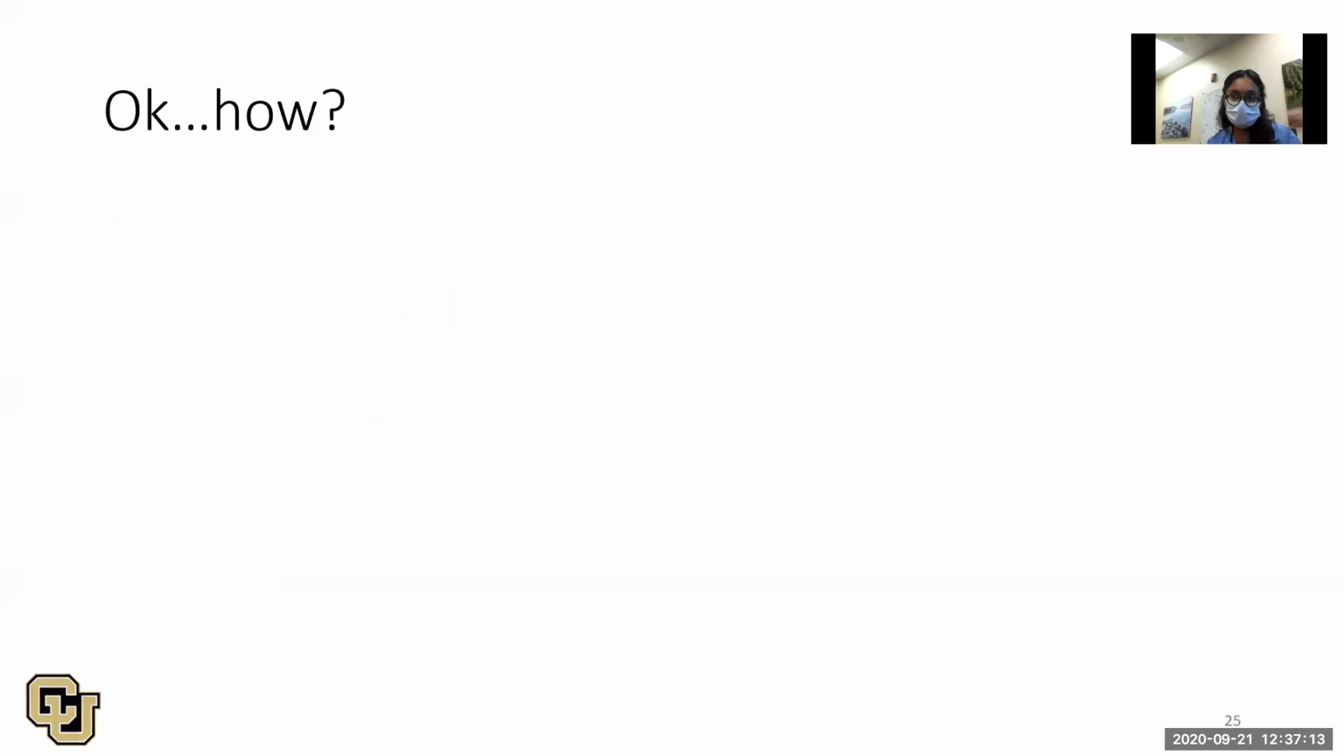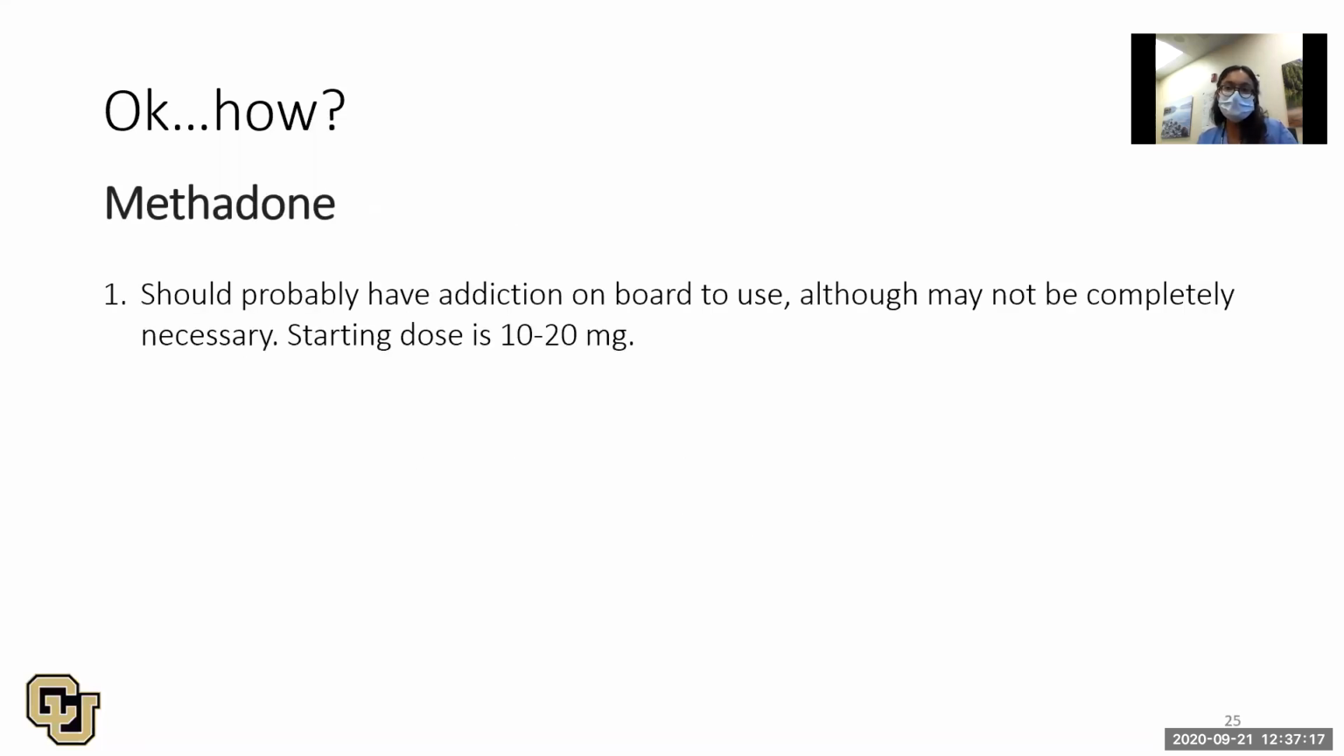Fantastic. Okay. And then how do we do this for methadone? For methadone, this is where you really need to have your addiction medicine colleagues help you, because initiating methadone, while technically easier, again, the patient needs good outpatient follow-up because you can't just give them a couple doses here and then they have nothing outpatient because they're just going to use again. So have your addiction colleagues on board. The starting dose is usually 10 to 20 milligrams. And methadone is better in the case of when you need additional pain medication.